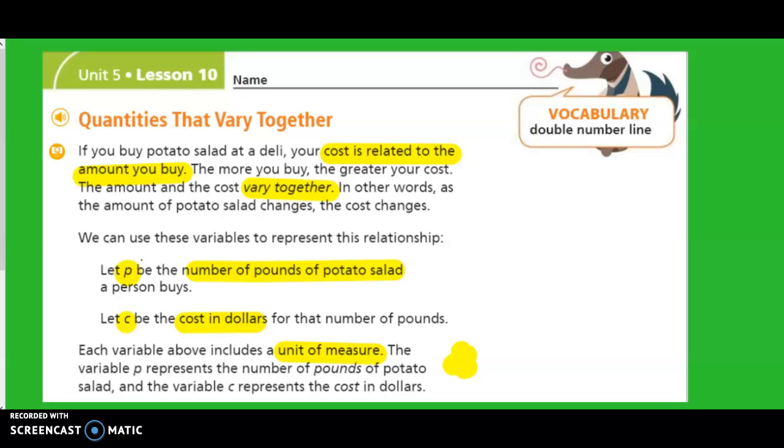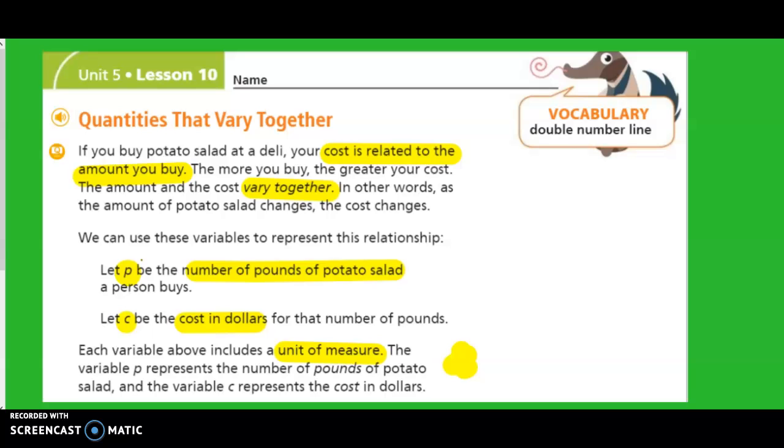If you buy potato salad at a deli, your cost is related to the amount you buy. The more you buy, the greater your cost. The amount and the cost vary, V-A-R-Y. In other words, both of those things are changing. There isn't one common number. As the amount of potato salad changes, so does the cost.